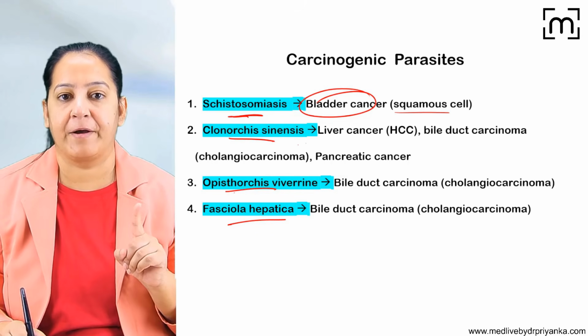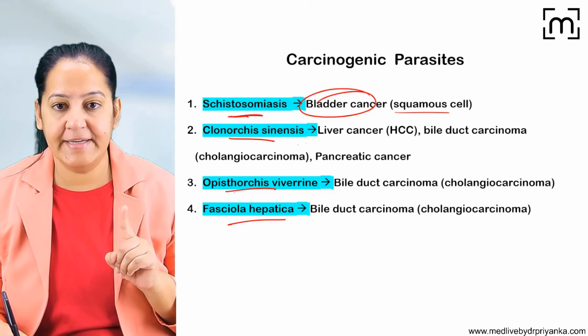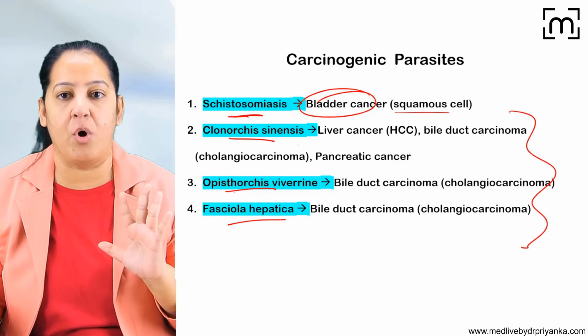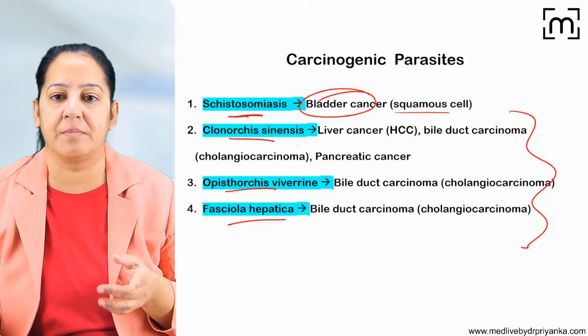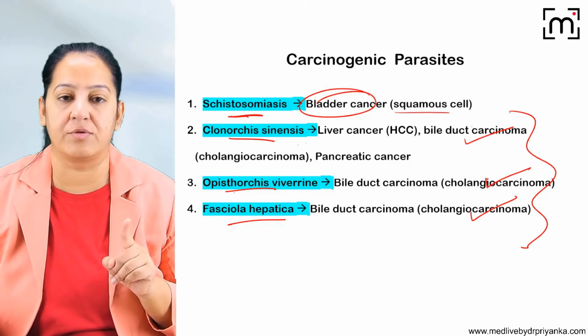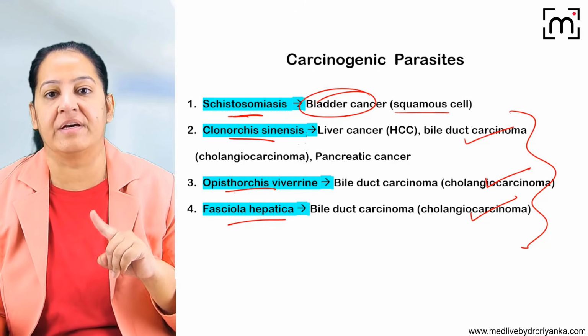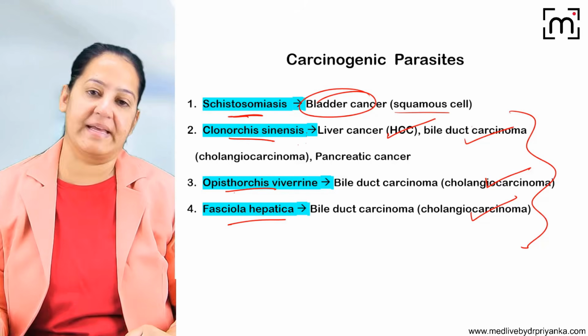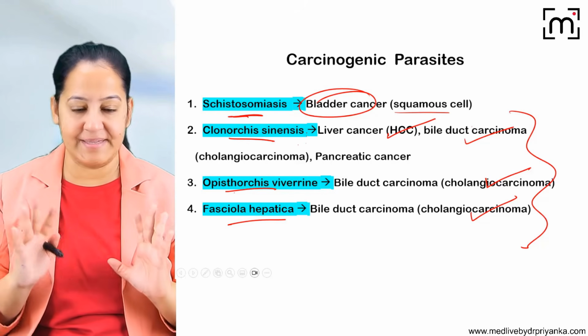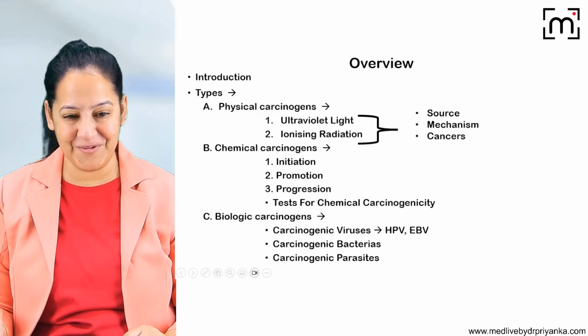Clonorchis sinensis leads to the remaining 3. These all lead to bile duct carcinoma or cholangiocarcinoma. So cholangiocarcinoma here also, here also, here also. But Clonorchis sinensis along with cholangiocarcinoma, it leads to liver cancer also. So please enumerate the parasites along with the cancers that they are causing. So I hope we are done.